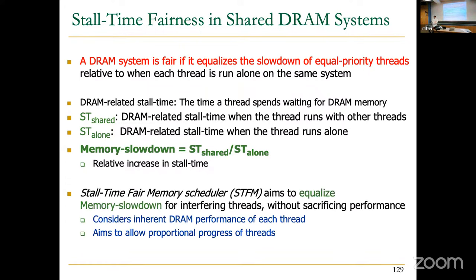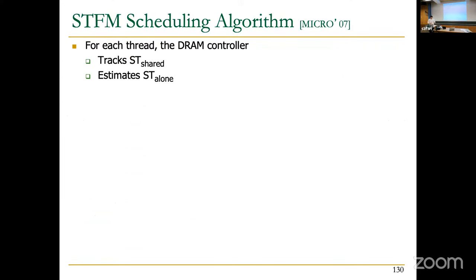But the mechanism in the end aims to equalize memory slowdown for interfering threads without sacrificing performance. And yeah, the two things it considers, along with other things that I won't cover, is the inherent DRAM performance of each thread, and it aims to allow proportional progress of threads. But I will have a simulation of how this works. The algorithm looks like this.